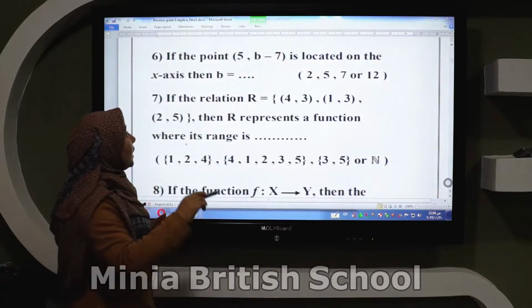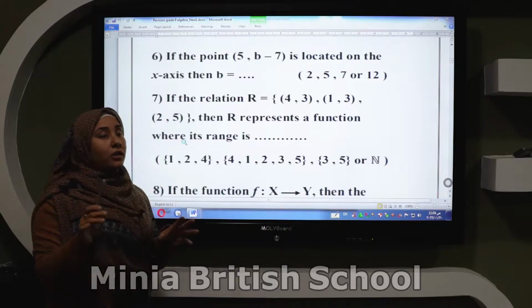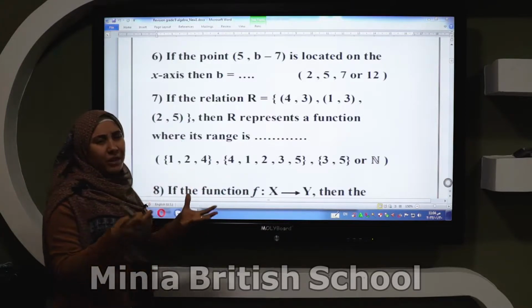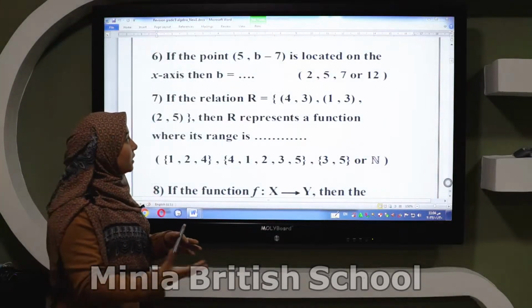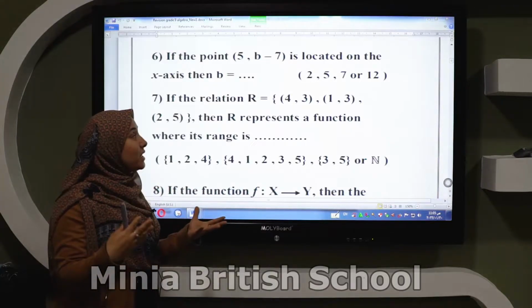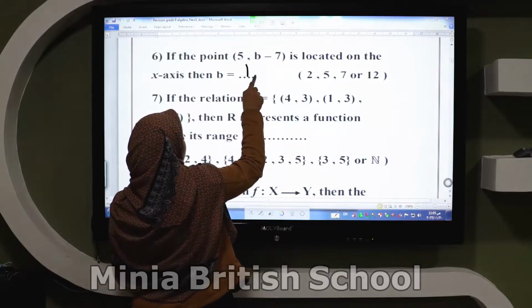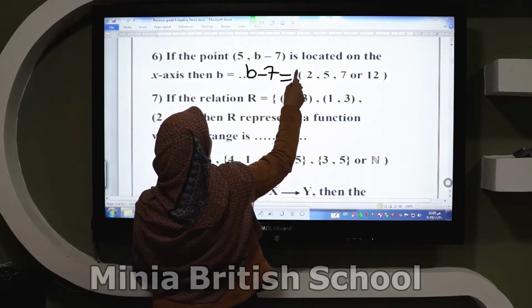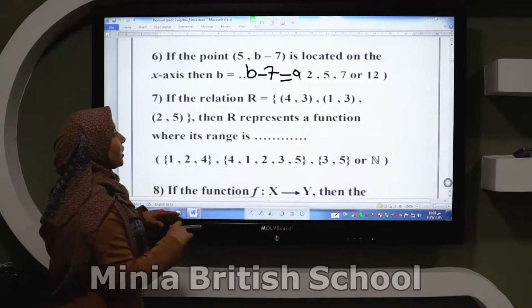The next, if the point (5, B minus 7) is located on the x-axis, then B equals what? The same idea here. Located on the x-axis, then the y coordinate equals 0. Then B minus 7 equals 0. Okay, so the value of B equals 7. Good.